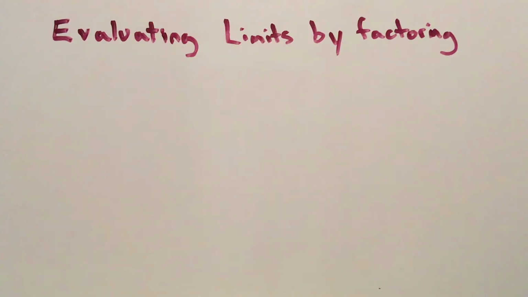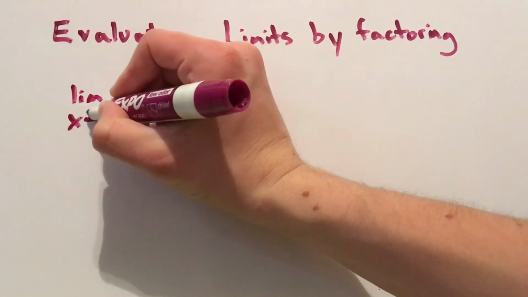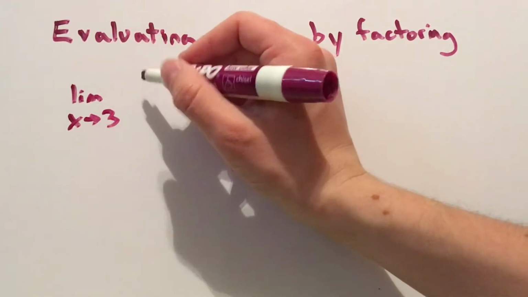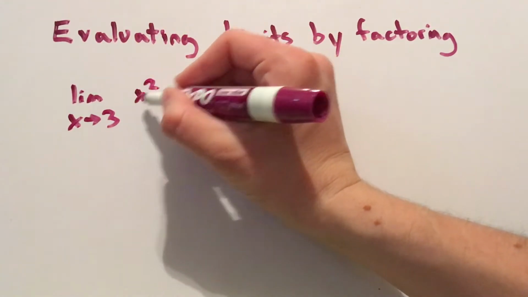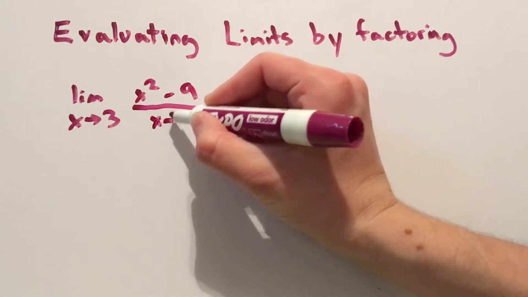Today we're going to be evaluating limits by factoring. So here's the first problem. Limit as x approaches 3 of x squared minus 9 divided by x minus 3.